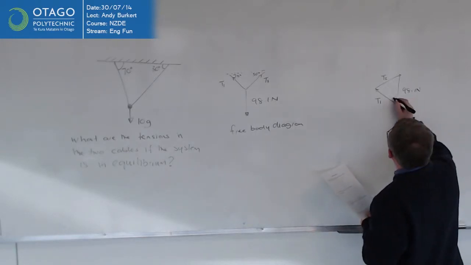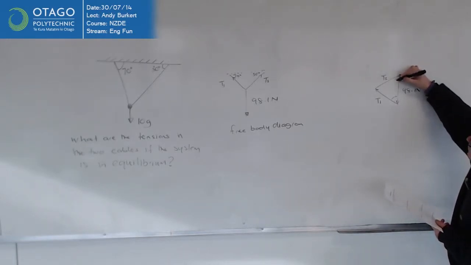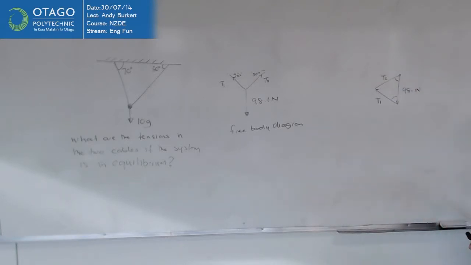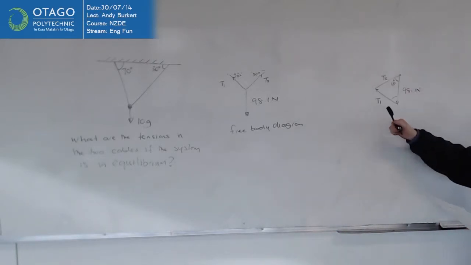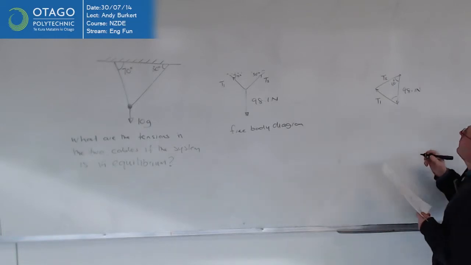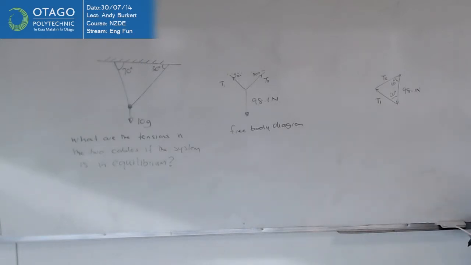What's this angle in here going to be? Or that one there? Which ones can we put in? Yep, one of them's 60, so this one up here is 60. And that one down there is 20. Okay, so there's our triangle of forces.